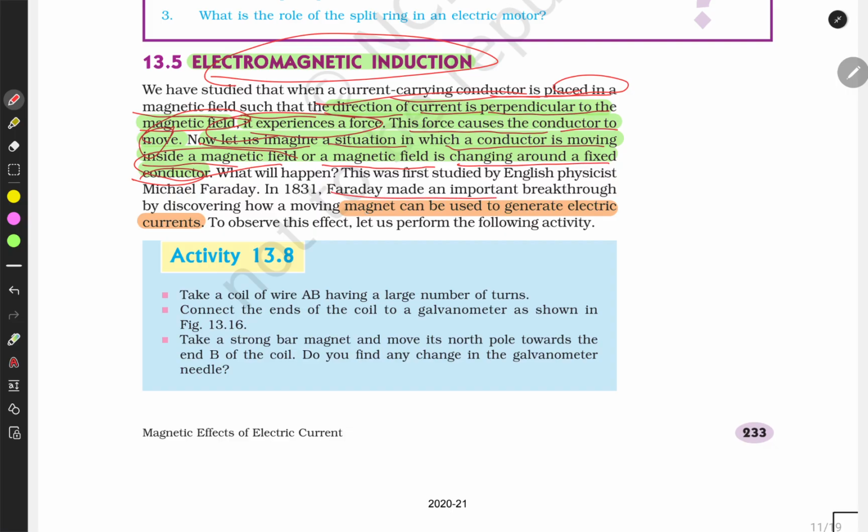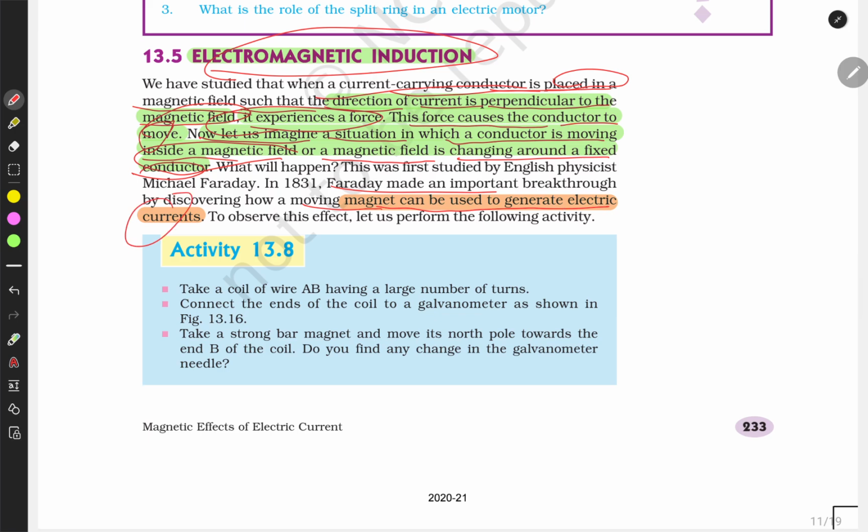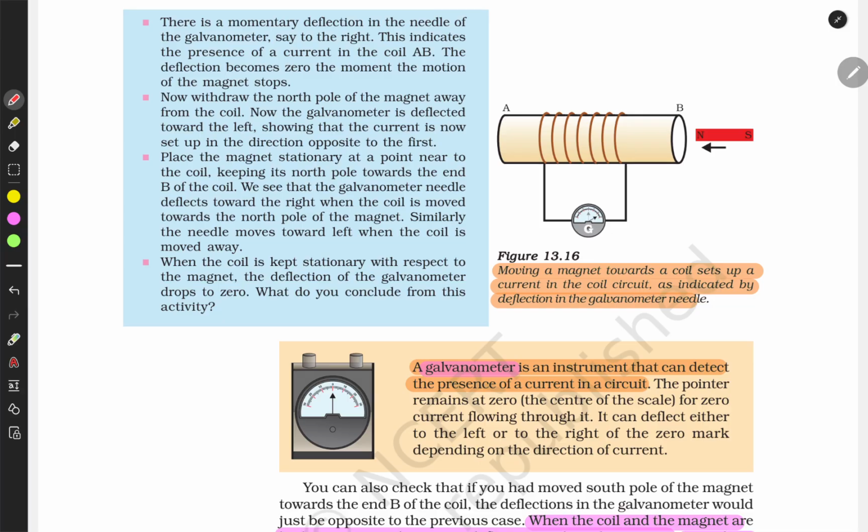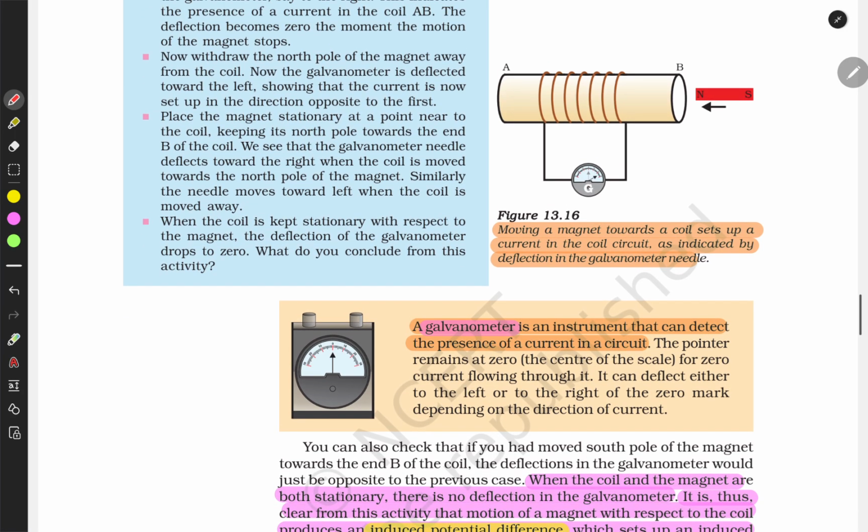It was an important breakthrough, discovering how a moving magnet can be used to generate electric current. Moving a magnet towards a coil, this solenoid, sets up a current in the coil circuit, as indicated by the deflection in the galvanometer needle. This galvanometer is an instrument that detects the presence of an electric current.